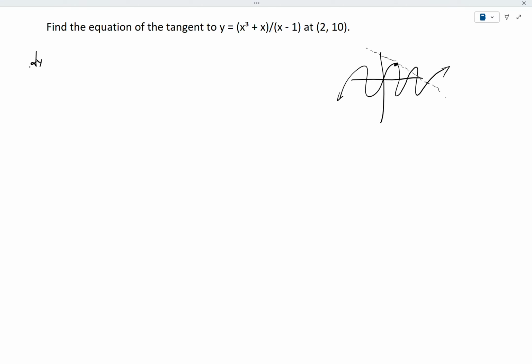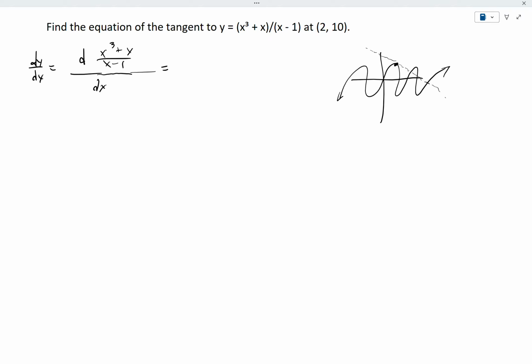So I'm taking the derivative of y with respect to x, so it's going to be d/dx of x to the third plus x over x minus 1. We're taking the derivative of the whole thing with respect to x. So this is going to be a quotient rule problem. So we're using the quotient rule right here. Quotient rule says derivative of the top times bottom minus derivative of the bottom times top all over bottom squared.